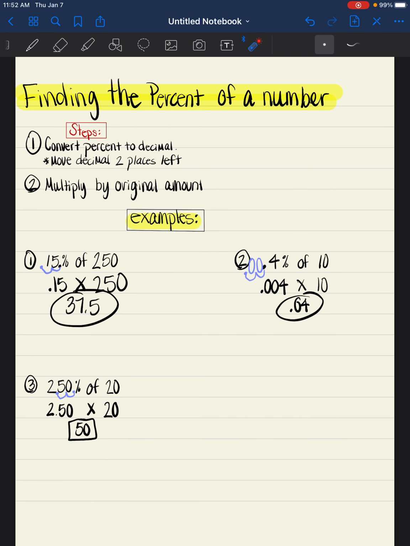So there's the review. To find the percent, we just convert the percent to a decimal by moving 2 decimal places to the left, and then we multiply that new decimal by the original amount. And that's all you've got to do.